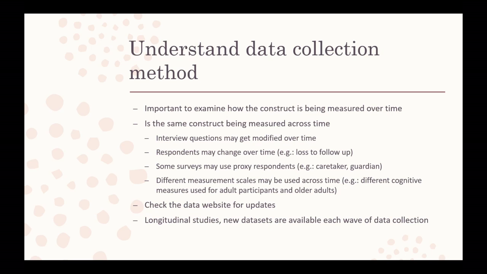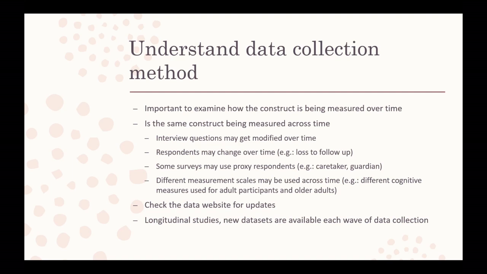Then different measurement scales may be used across time. There could be a cognitive measurement scale, which is used for adult participants or older participants. There could be a psychometric test, which could be used. So, different types of scales are used across time. So, we have to see if these different scales are measuring that same variable or not.